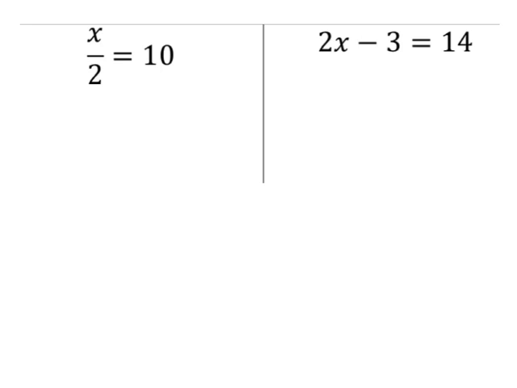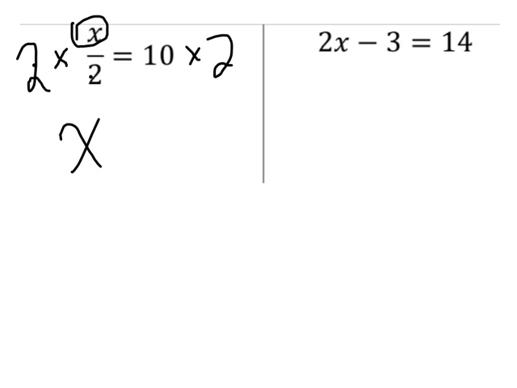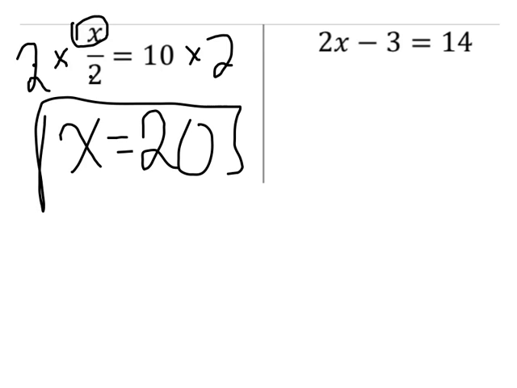Okay, so looking at this first example of equation, what's our goal when solving equations? All right, we're trying to get x by itself. How can I get x by itself in this equation? I need to multiply both sides of the equation by 2. If I multiply by 2 on this side, what am I left with? X, and what am I left with on the other side? 20. So my answer is x equals 20.